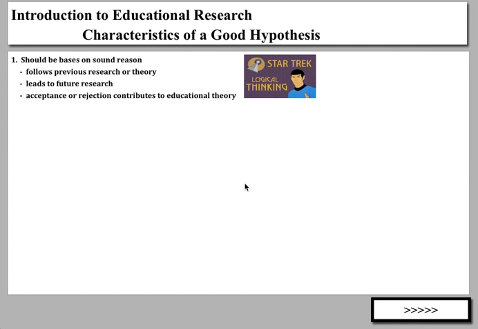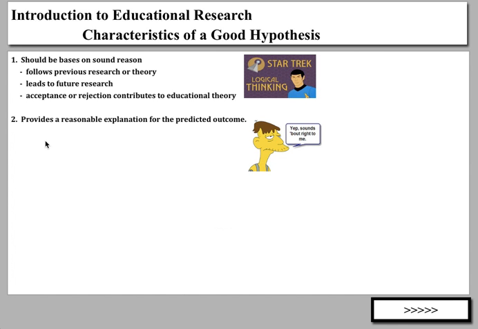So let's take a look here. Characteristics of a good hypothesis. It should be based on sound reason. It should follow from previous theory, and it also should lead to future theory. By rejecting or accepting the hypothesis, this will contribute to educational theory. That's the idea. The second characteristic, it provides reasonable explanations for predicted outcomes.